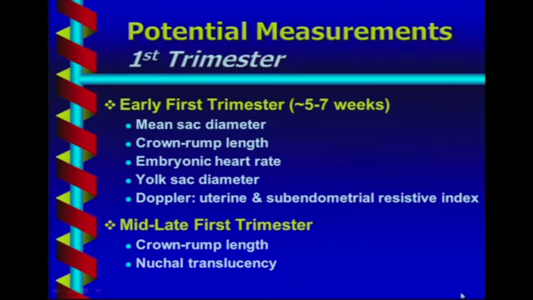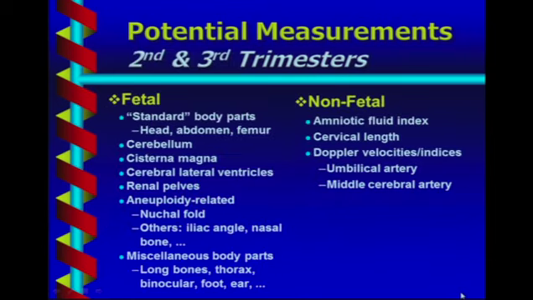There are many, many potential measurements in the first trimester, in the early first trimester between about 5 and 7 weeks. The potential measurements include the mean sac diameter, the crown rump length, the embryonic heart rate, the yolk sac diameter, and some Doppler measurements, resistive indices in some of the arteries in and around the uterus. In the mid to late first trimester, one can measure the crown rump length or nuchal translucency.